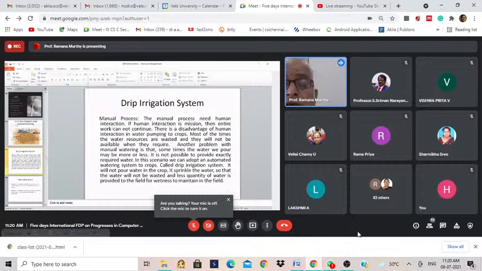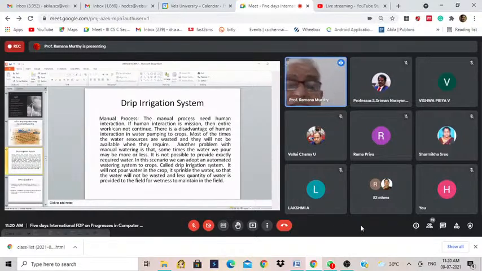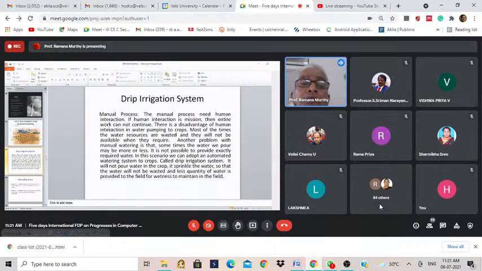Therefore, in this scenario, we can adopt what we call an automated system, so that the watering of the crops can be effectively implemented using a concept called the drip irrigation system. It will not pour water on the crop. Instead of pouring water, it will sprinkle, so that the water will not be wasted, and less water is provided to maintain wetness in the field. Right, so this is what I said.